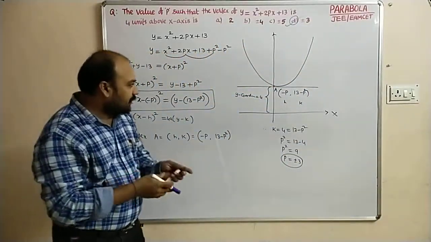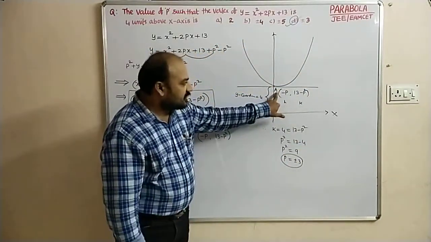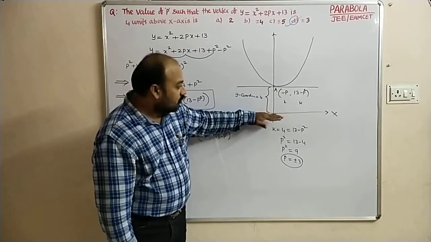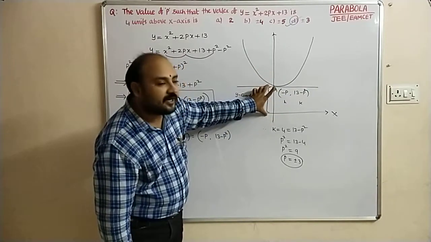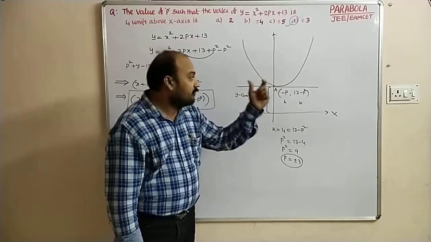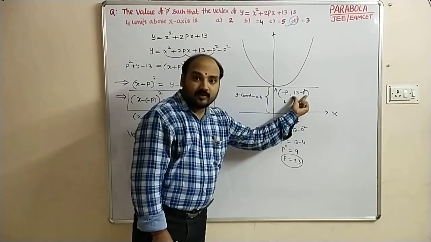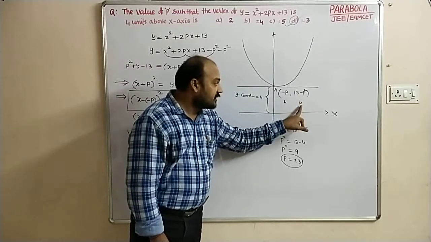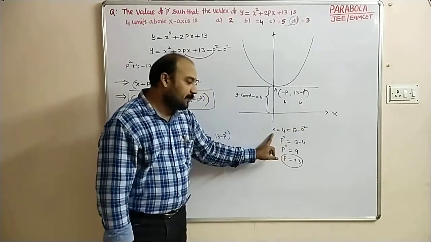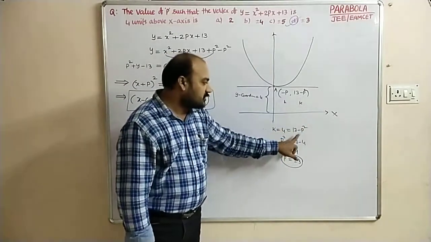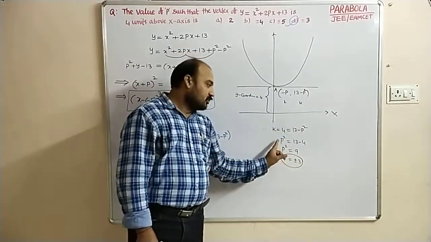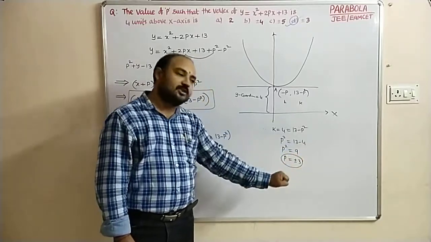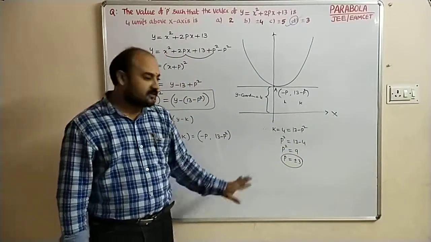So once again I will repeat here. This vertex is 4 units above the x-axis. Therefore, from here to here the distance is the y coordinate of the vertex. The y coordinate of the vertex is k, that is equal to 4, which is also equal to 13 minus p square. So minus p square you can take this side, 4 we can take this side. So p square equal to 13 minus 4, which is equal to 9, p equal to plus or minus 3.